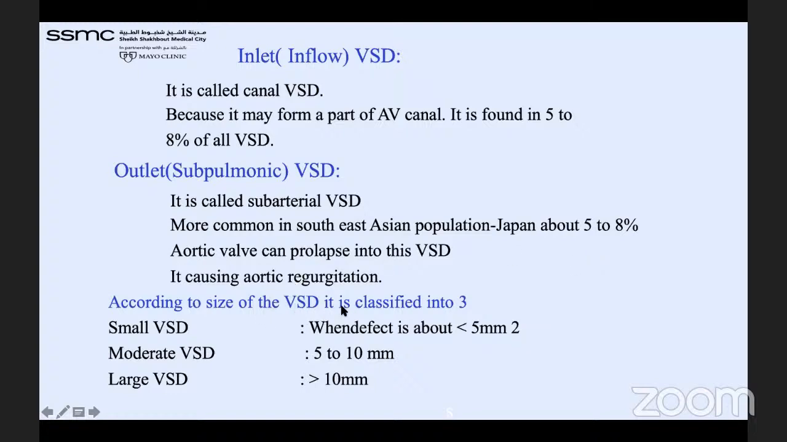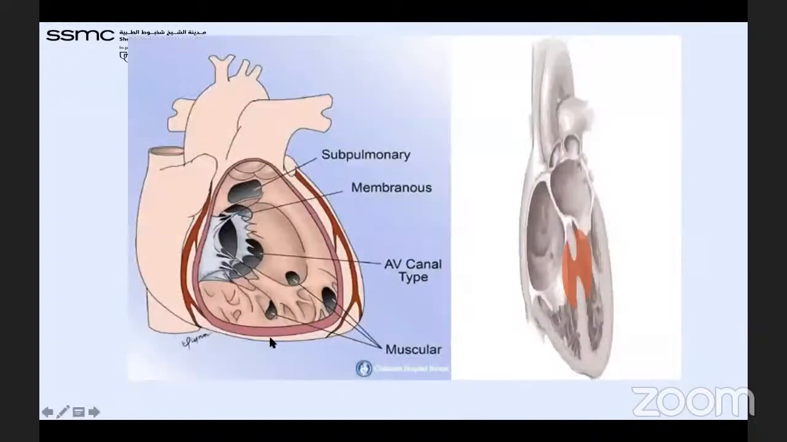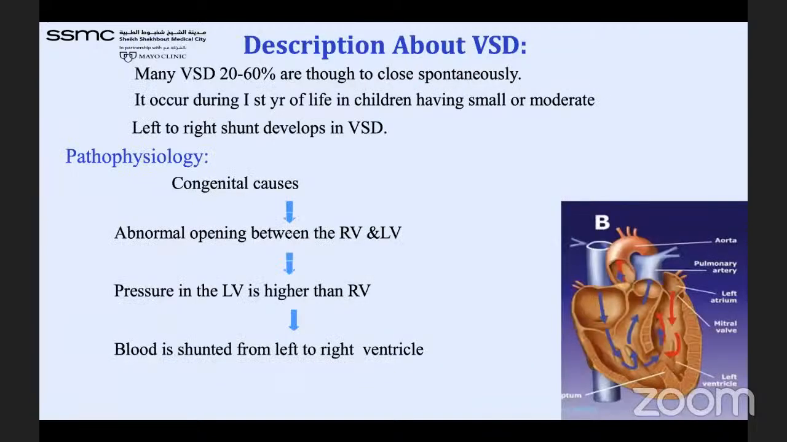According to the size, VSD is classified into three: a small VSD where the defect is less than 5 millimeters, moderate is about 5 to 10 millimeters, and large VSD is more than 10 millimeters. So these are the different forms of the VSD, as you can see. And this is the AV canal, which is more common in Down syndrome patients.